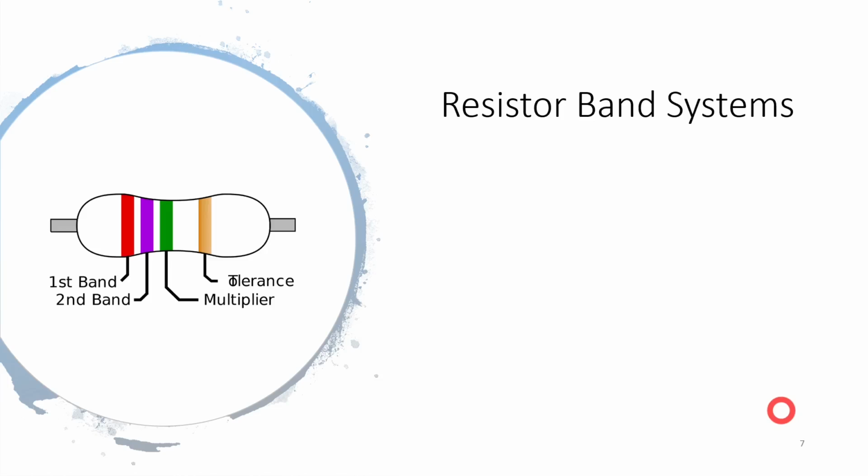Okay, the resistor bands. There are a certain number of stripes or bands painted on resistors, and they tell us the numeric value in ohms that the resistor represents. So most resistors use a 4-band color code system.